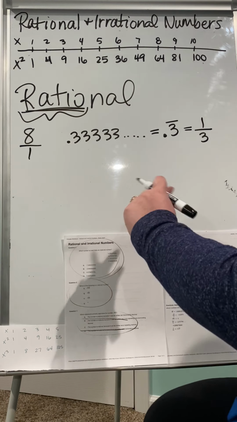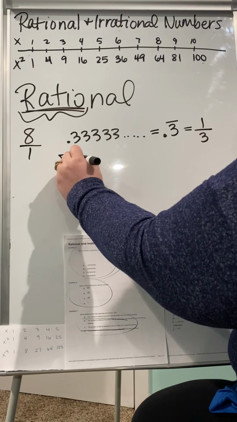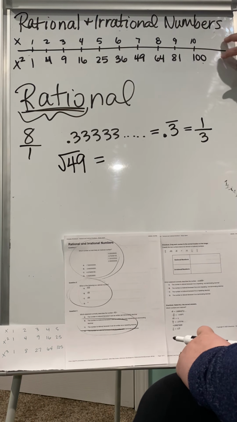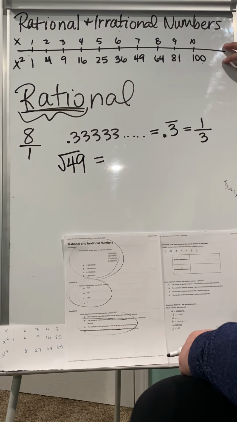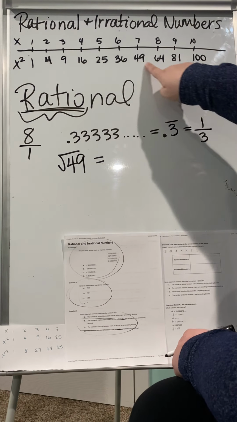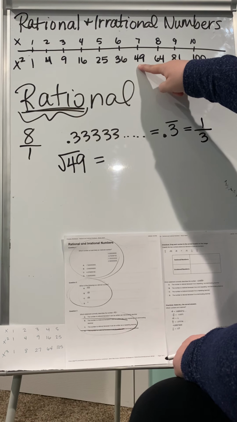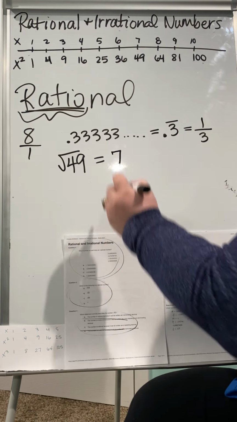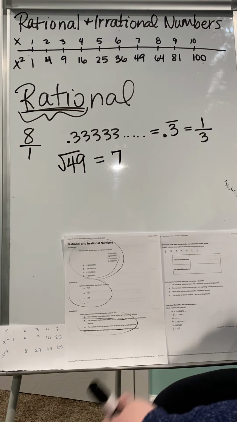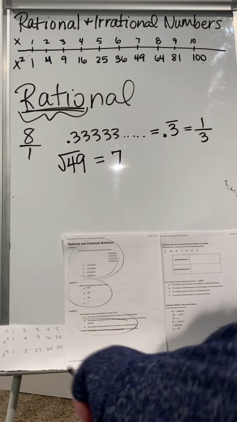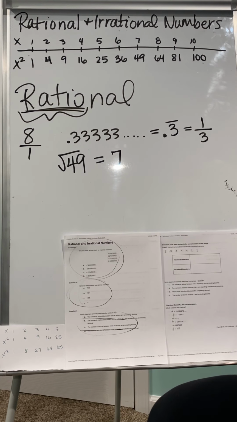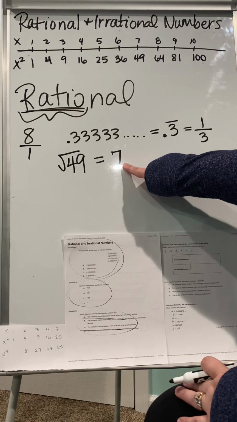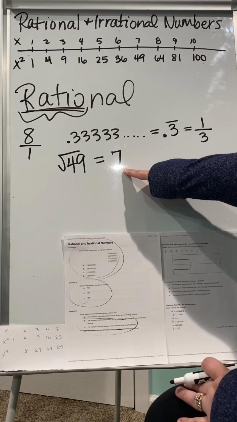Some other things you might see. Something like this. Square root of 49. I left this number line up here for us from one of our other videos because I think it's helpful. 49 is one of our perfect squares. So when I take the square root of it, my answer is 7. 7 is a nice, neat whole number that I can also write as a fraction. It's also terminating. Okay? That is a rational number because I can write it as a fraction.